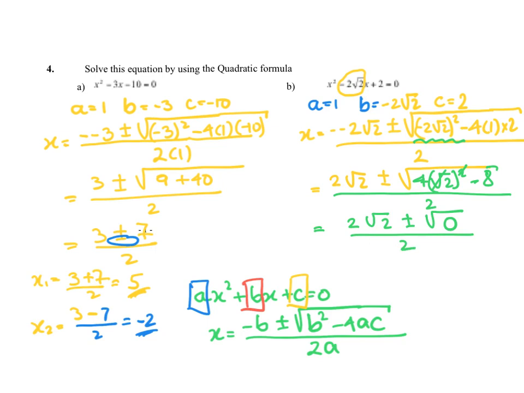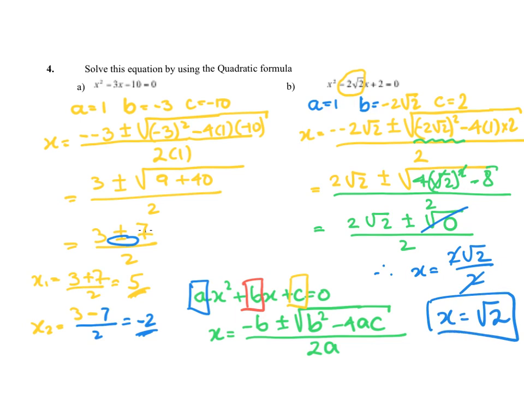So this part is gone, we don't need that. Therefore, x is equal to 2 square root of 2 over 2. Cancel out those 2's, and x is equal to square root of 2. And that would be it. So this one has only one solution.